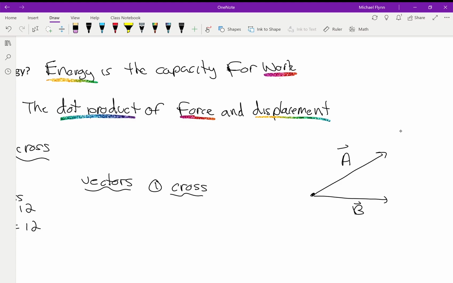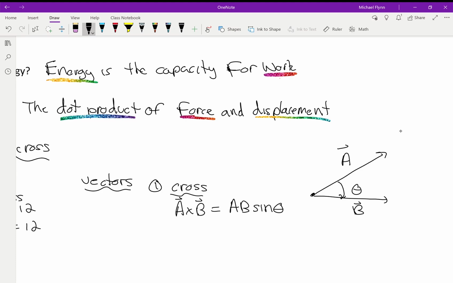That's terrible. Let me fix that. The angle between them is theta. Okay? So what's the definition of dot product? Well, sorry, cross product. A cross B, okay? A cross B is equal to A times B times the sine of the angle between them, okay?